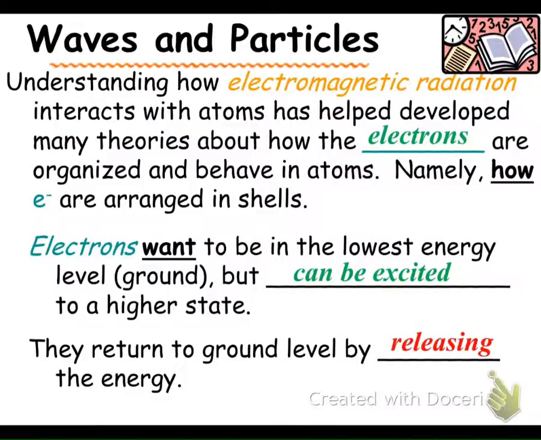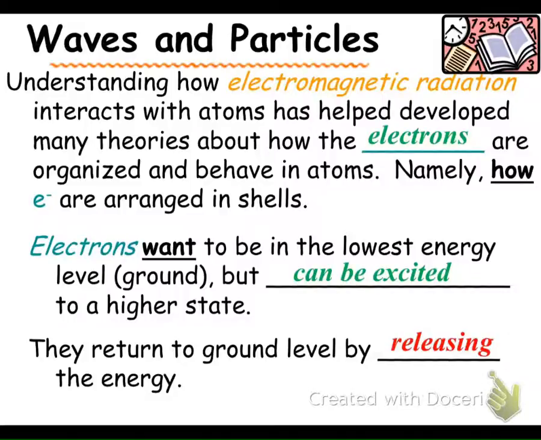So understanding how electromagnetic radiation interacts with atoms has helped develop many theories about the electrons and how they are organized and how they behave in the atoms, and namely how those electrons are arranged in shells. So electrons want to be in the lowest energy level possible, but can be excited via outside energy into a higher state. When they are in their higher state, it takes energy to stay there. They don't want to be there because it takes a lot of work, and things in nature would rather exist at a lower energy level. And so those electrons in those atoms will return to their ground state.